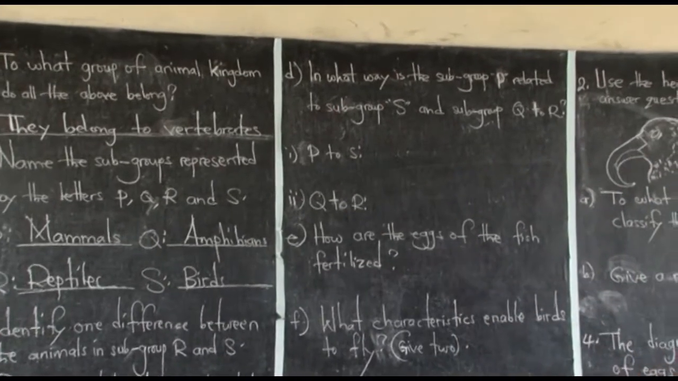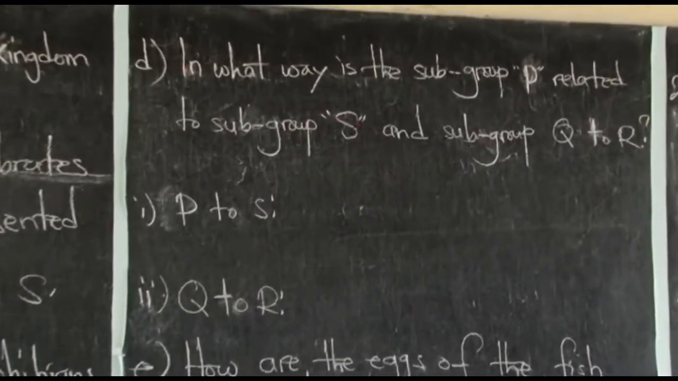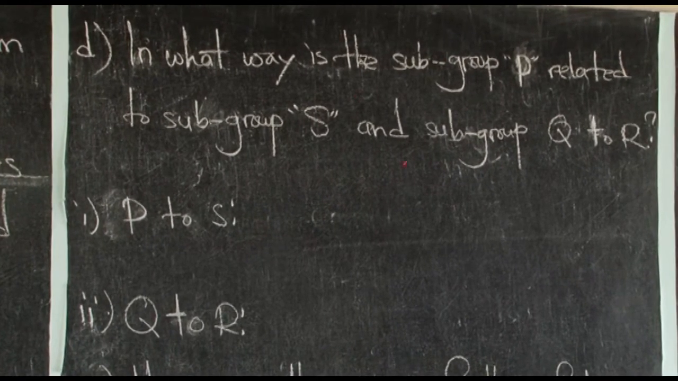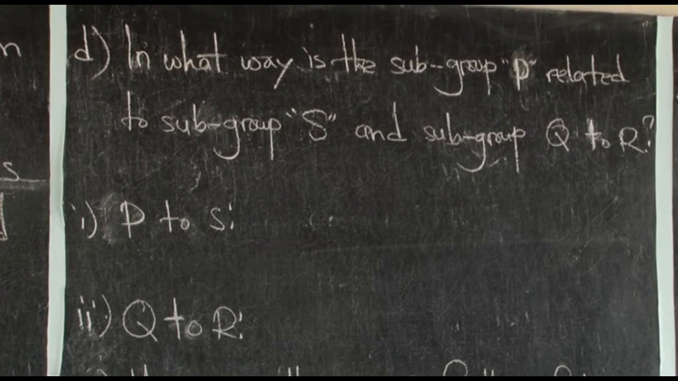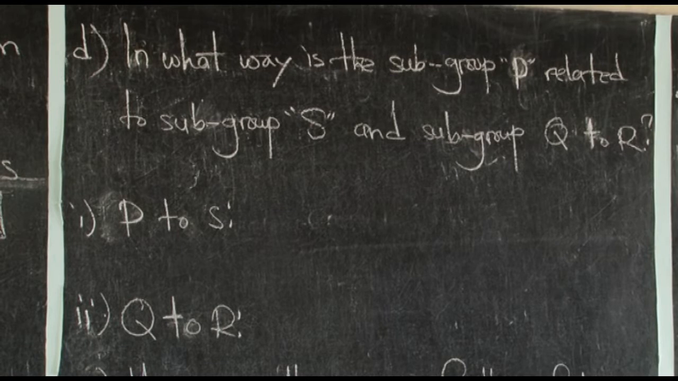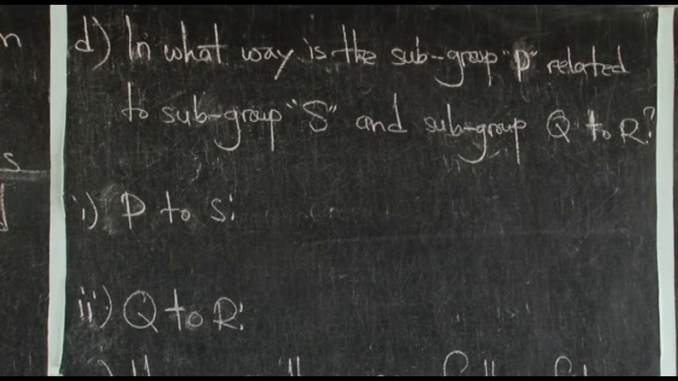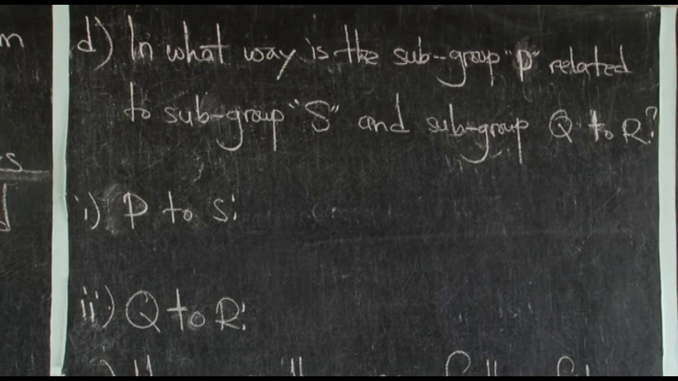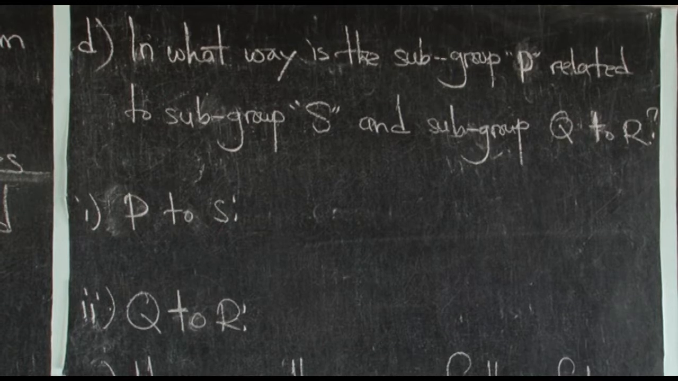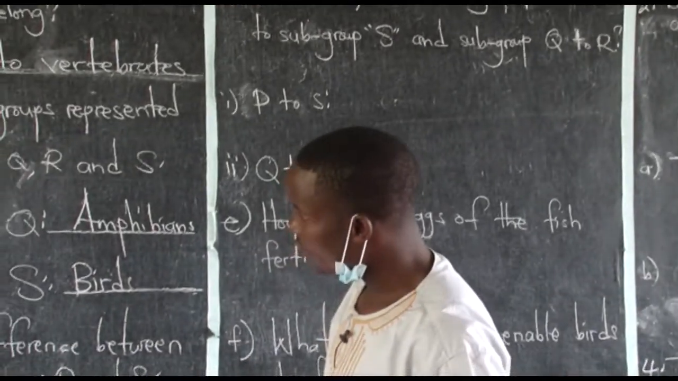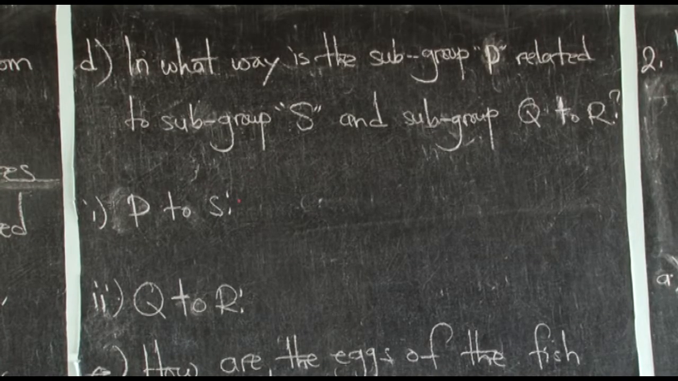Yes. For part D we asked, in what way is the subgroup P related to subgroup S and the subgroup Q to Ara? So when we talk about relationship, we see how they are similar. The other side it was about the difference we don't find in the other group, but for this case you want to see how they are similar. That's the relationship. So let us look at P again and S. For P, we said these are mammals. So we want to see how P is similar to S.